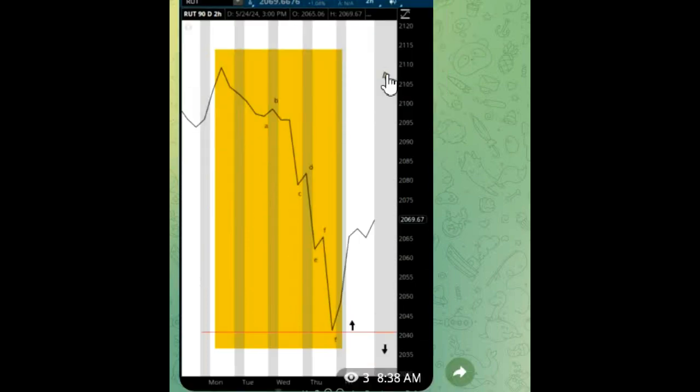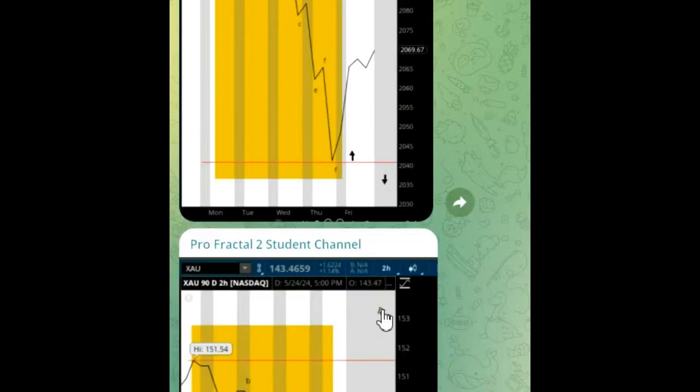The Rut, very interesting here. We have 1, 2, 3, 4, 5, 6, 7. That's the growth fractal, right? You get 7, the trend will be up. However, again, if you break the band here, the trend will alter to go down.